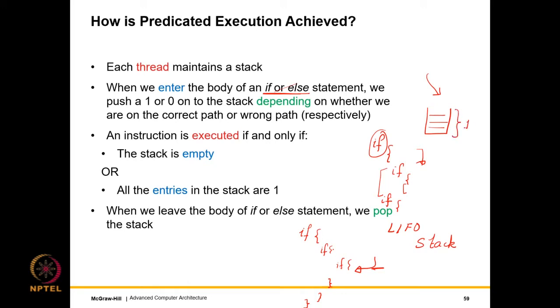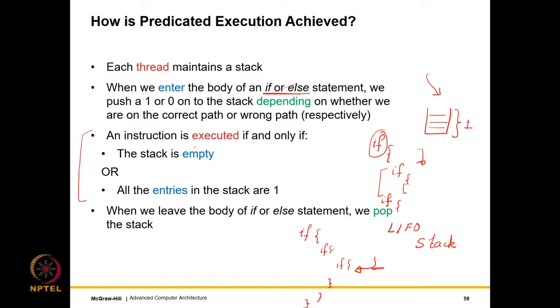All the entries of the stack have to be 1. Then only can I say that a given instruction is on the correct path, it should be executed, its result should be computed and committed to permanent state. Otherwise, if any one of these entries is 0, then I will say that I'm on the wrong path, and the instruction should not be executed.